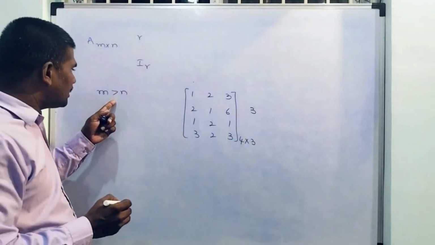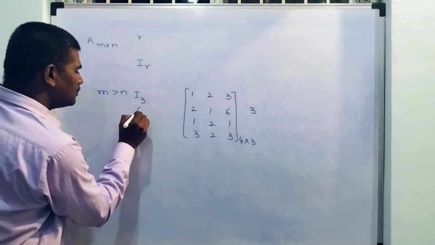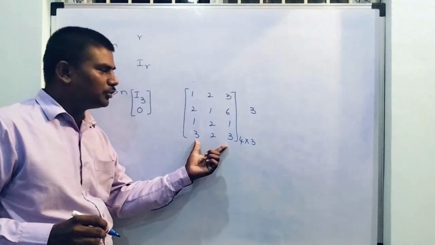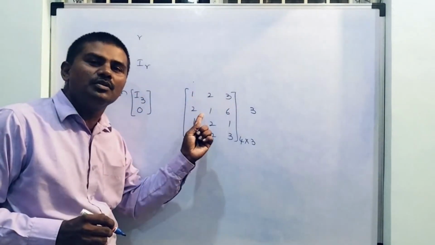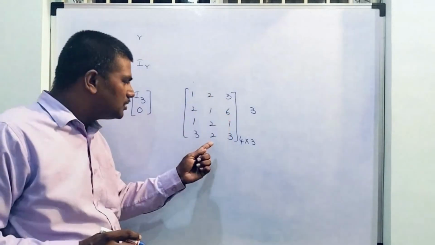Now it can be reduced to I3 0, which means your last row will be 0 and the rest of the matrix goes to the identity matrix of order 3. That means I3 0.